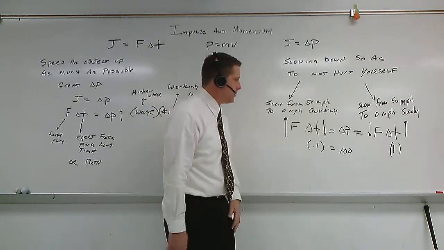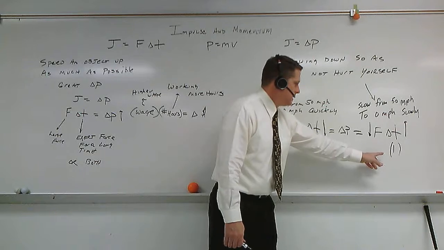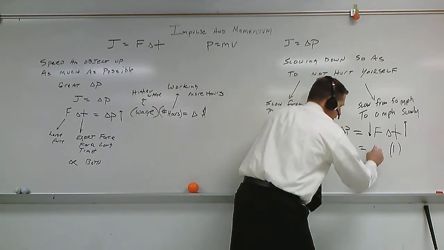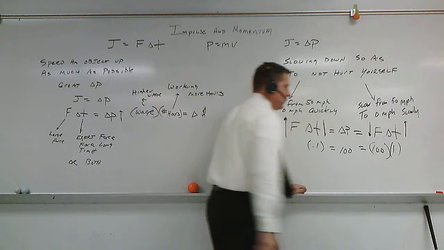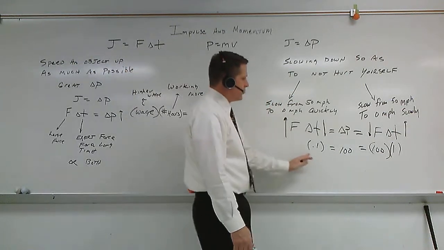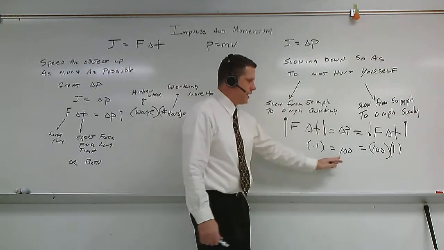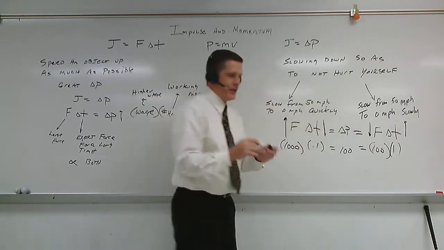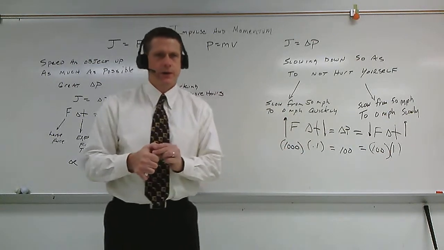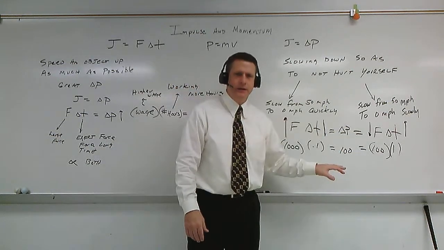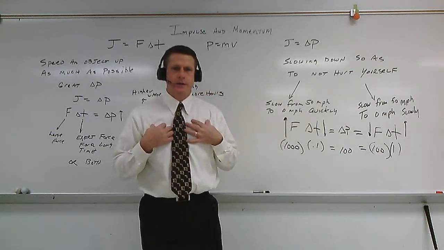Well, what does that mean? Well, what number times 1 gives us 100? Well, then the force that I would be experiencing would be 100 units. But in order to get a number times 0.1 to equal 100, the force my wife would be experiencing would be 1,000 units. So my wife would experience a force 10 times greater than I would experience.